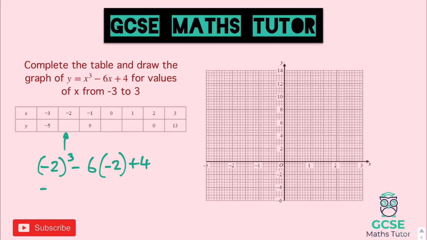Negative 2 cubed is negative 8. Negative 6 times negative 2 is going to make plus 12, and then we're going to add 4. Negative 8 plus 12 is 4. Add the 4 gives us 8. There we go, so negative 2 gives us a value of 8.